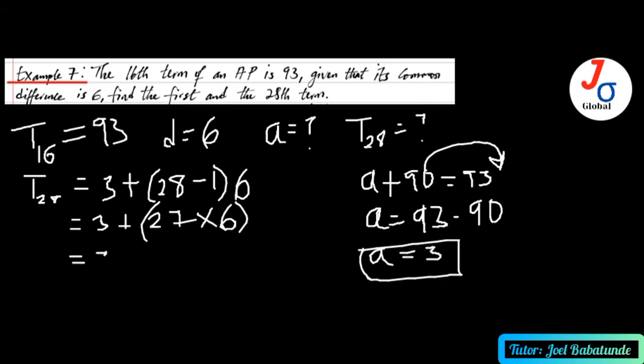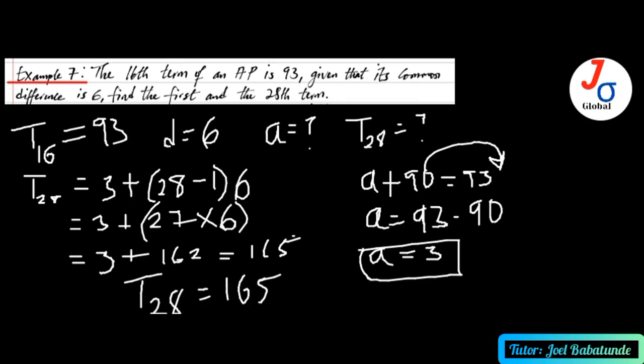Okay, good. Then 27 times 6 is 162. Then 3 plus 162 is 165. Hence, T sub 28 is 165. All right, so this is how to solve this. Let's move to the next example.